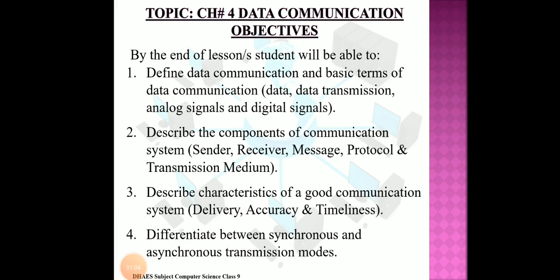Objectives to be achieved from this lesson are: Number 1, define data communication and basic terms of data communication, that are data, data transmission, analog signals, and digital signals. Number 2, describe the components of communication system, that are sender, receiver, message, protocol, and transmission medium. Number 3, describe characteristics of a good communication system, that are delivery, accuracy, and timeliness. Number 4, differentiate between synchronous and asynchronous transmission modes.